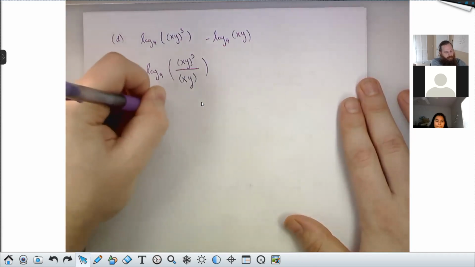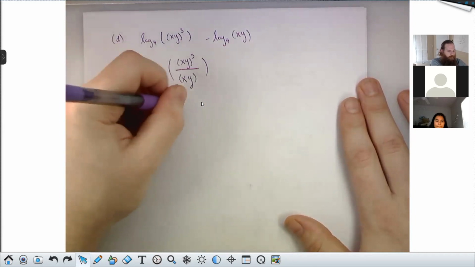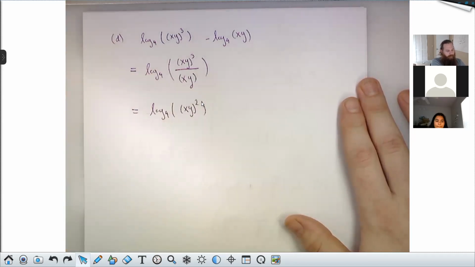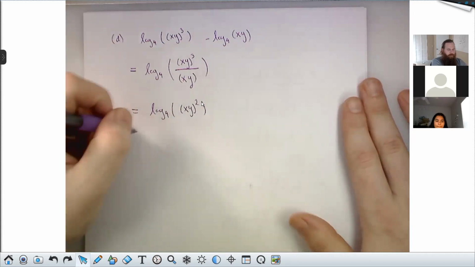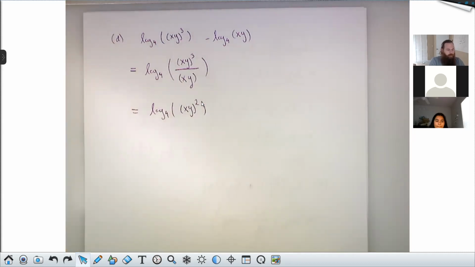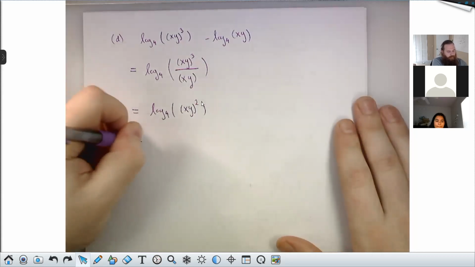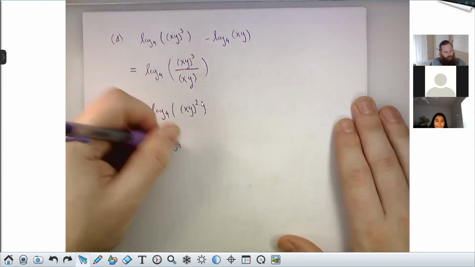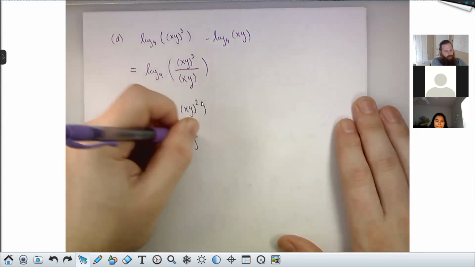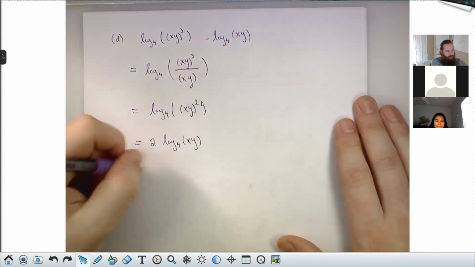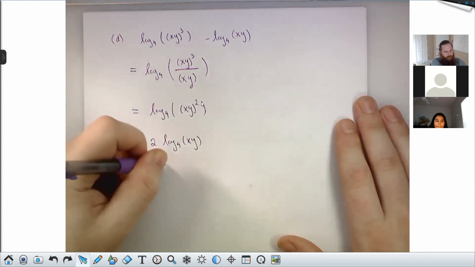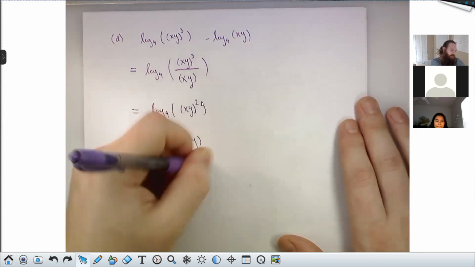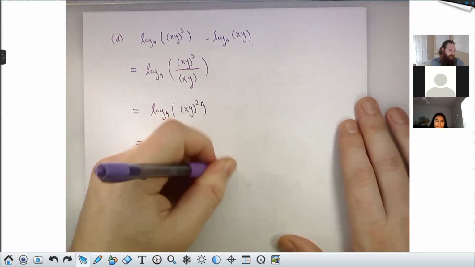So this would be the base 4 log of xy squared. And depending on whether you want this as expanded as possible or as small as possible, you could leave it like this, or you could bring the 2 down and then have the base 4 log of xy, and then expand that base 4 log of xy as the base 4 log of x plus the base 4 log of y.